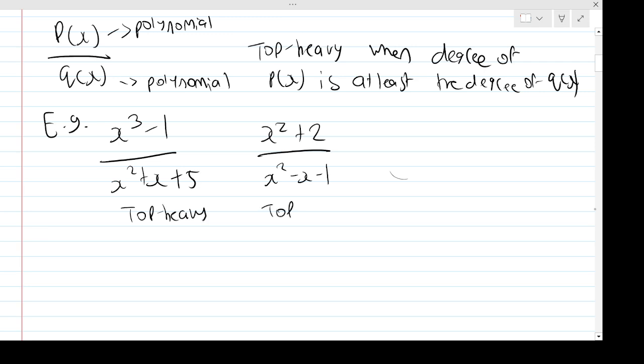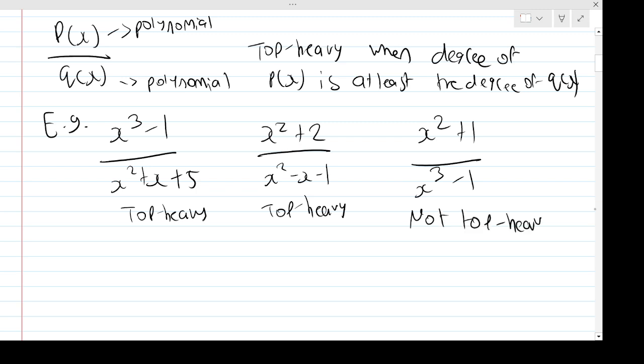And then as another example, if we had, say, x squared plus 1 over x cubed minus 1, well, this is not top heavy because now the degree on the bottom is bigger than the top, so the top is not as heavy, shall we say. So this is not top heavy. Okay, cool.